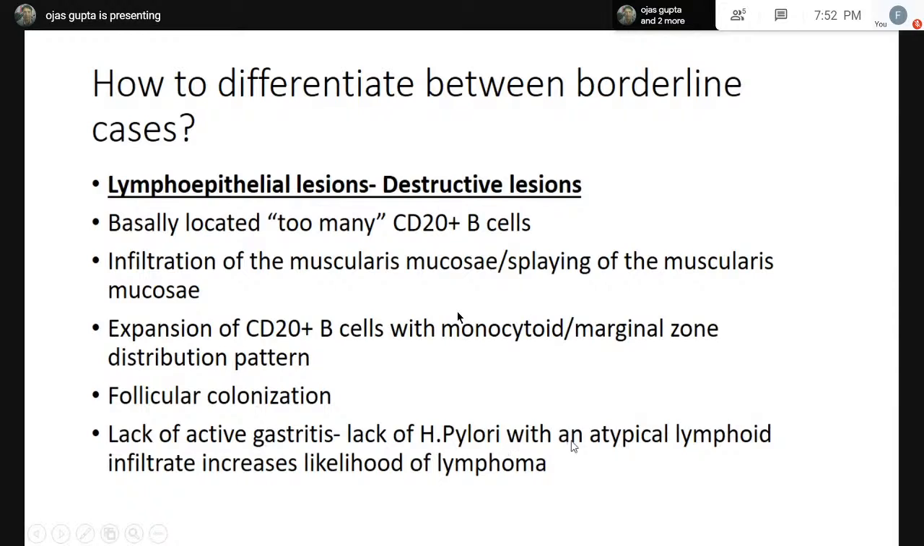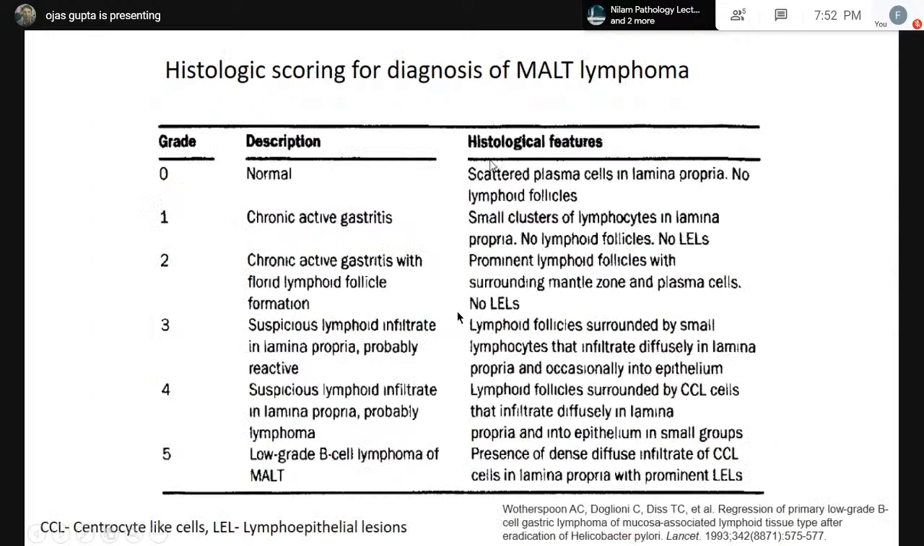That means there should not be any neutrophils. If there is lack of H. pylori with an atypical lymphoid infiltrate, it increases the likelihood of a lymphoma. So even in 1993, Witherspoon gave histological scoring for the diagnosis of Malt lymphoma. So it was not that easy previously also.